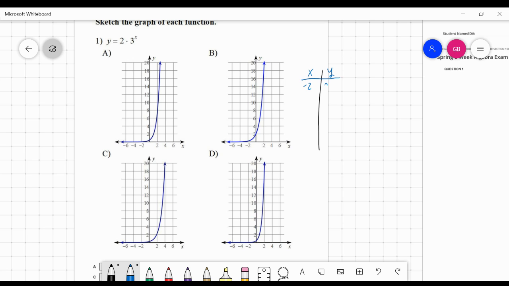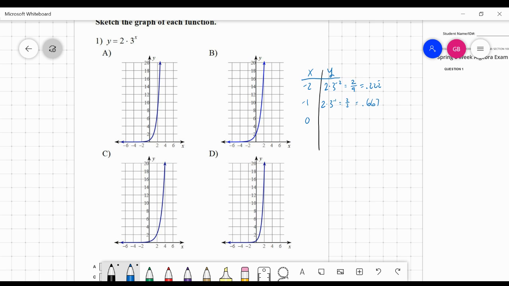If x is -2, 2 times 3 to the -2 power would be 2 over 9, which is approximately 0.222 repeating. If x is -1, 2 times 3 to the -1 power would be 2 over 3, which is about 0.667.